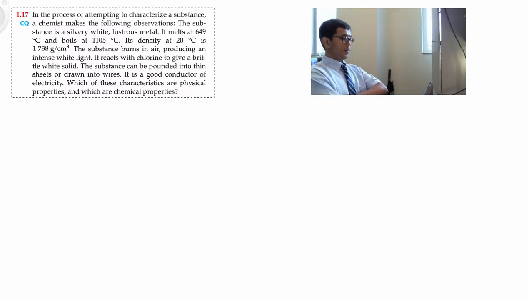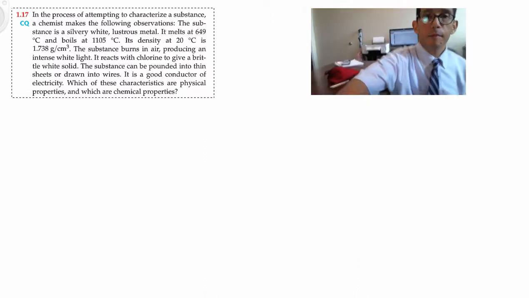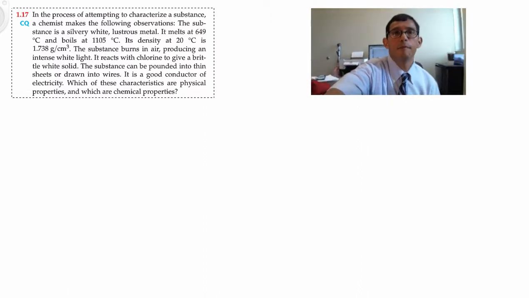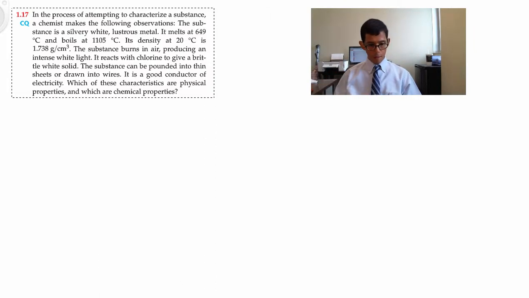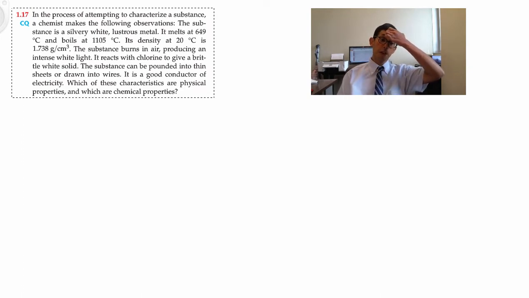In the process of attempting to characterize a substance, the chemist makes the following observations. The substance is a silvery white lustrous metal. It melts at 649 Celsius and boils at 1105 Celsius. Density at 20 degrees is 1.738. The substance burns in air, producing an intense white light.